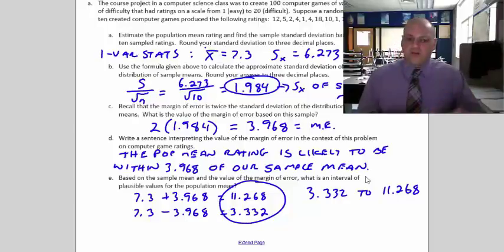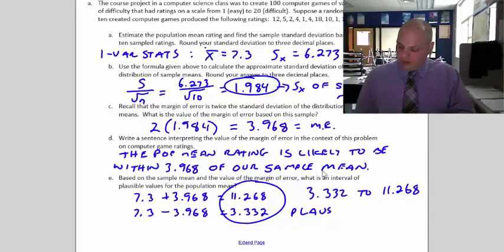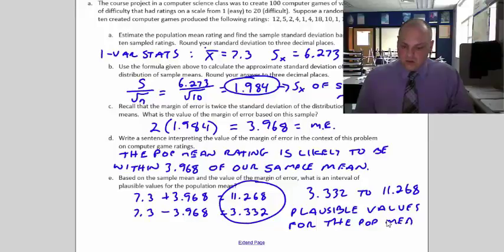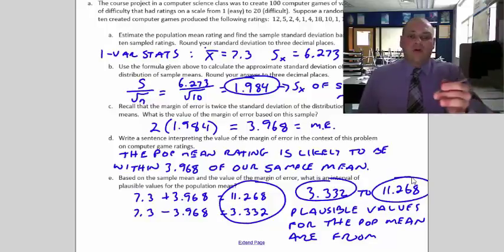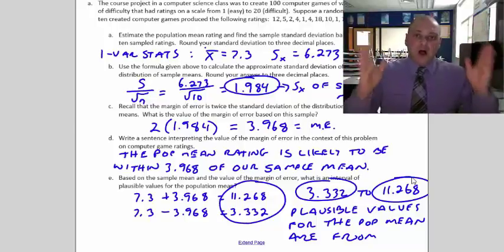All right, so we're going to kind of put that in words. We'll call them plausible values. So we'll say plausible, there's that word again, plausible values for the population mean are from, and you just got to write this again, from there to there. Okay, plausible values for the population mean are from 3.332 to 11.268. So the population mean likely falls in that window.